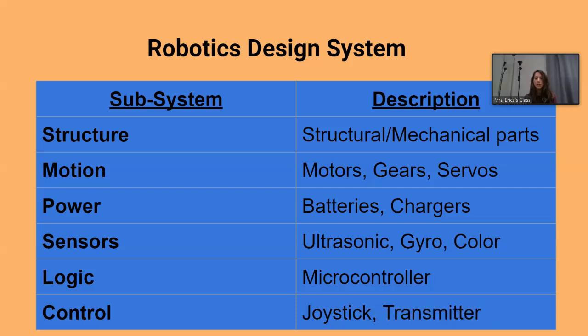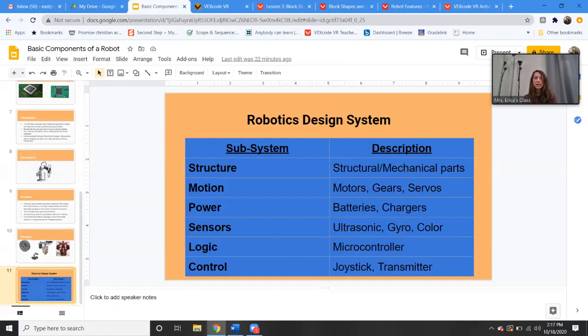some of the subsystems of the robotics design system. And we'll talk a little bit more about specific things such as the sensors and different types of sensors. And we'll get a little bit more in depth into these things, so that hopefully you'll have a better understanding of what it takes to actually create and design a robot.